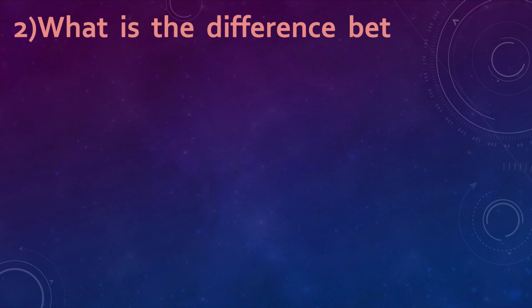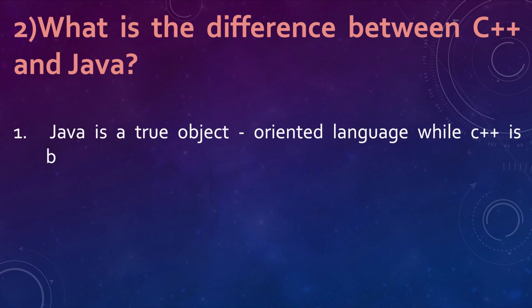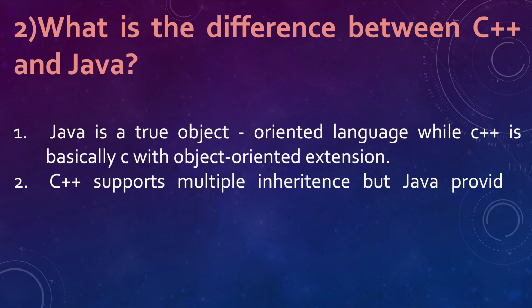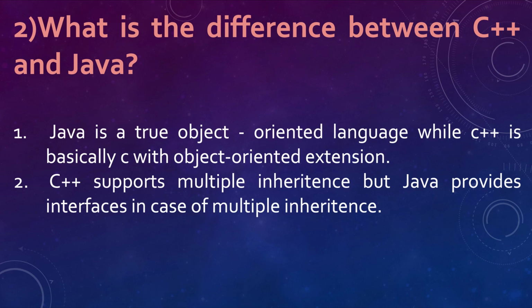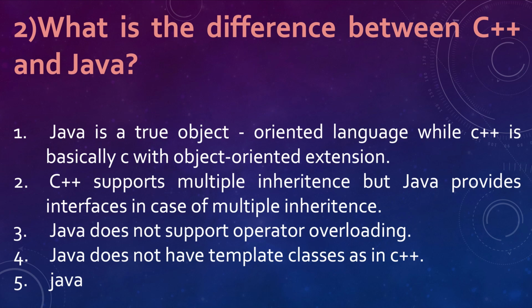What is the difference between C++ and Java? Java is a true object oriented language, while C++ is basically C with object oriented extensions. C++ supports multiple inheritance, but Java provides interfaces in case of multiple inheritance. Java does not support operator overloading. Java does not have template classes as in C++. Java does not use pointers.